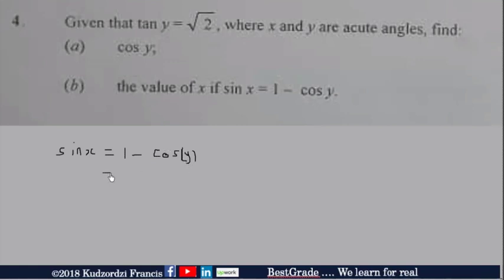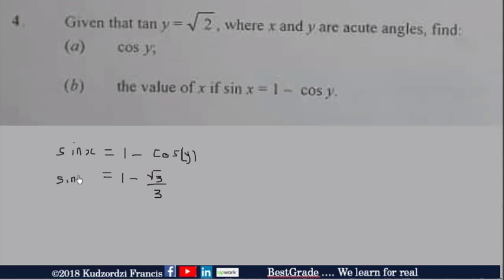So sine x will now be equal to 1 minus 1 over root 3 or root 3 over 3. 1 minus root 3 over 3. So sine x is equal to this expression. Now you can use your calculator to evaluate this.